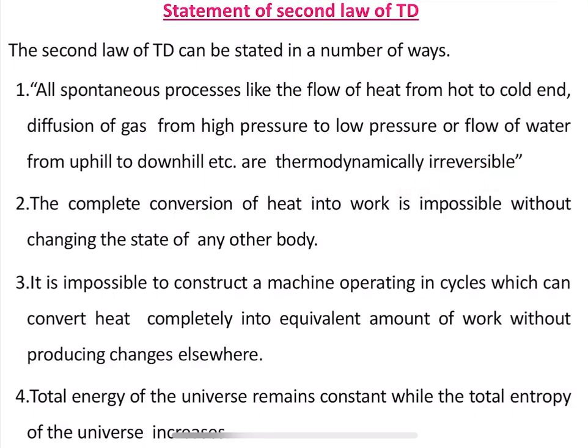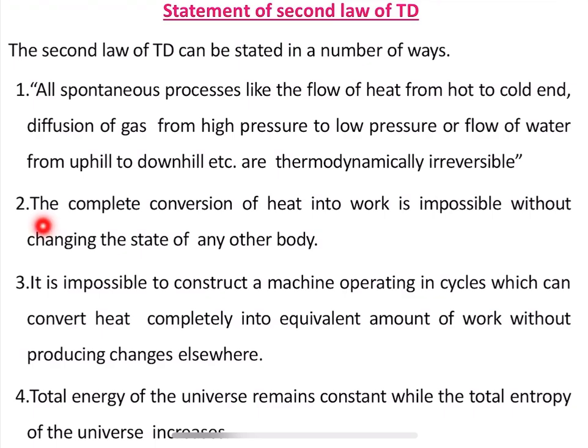These are thermodynamically irreversible. The flow of water from uphill to downhill is irreversible. That means without any external help we cannot make the water flow from downhill towards uphill. We need an external force. So we state the second law of thermodynamics as: all spontaneous processes, like the flow of heat from hot to cold, diffusion of gas from high pressure to low pressure, or flow of water from uphill to downhill, etc., are thermodynamically irreversible.